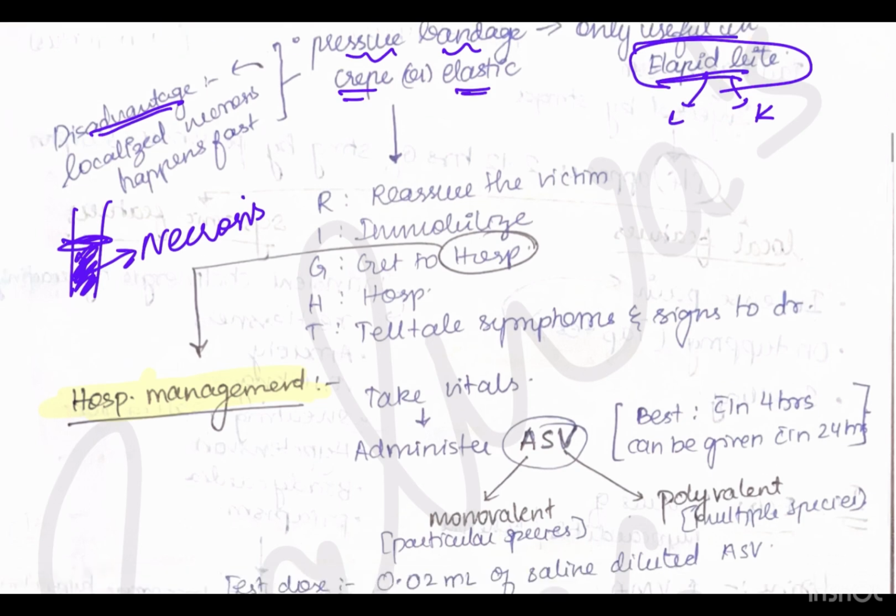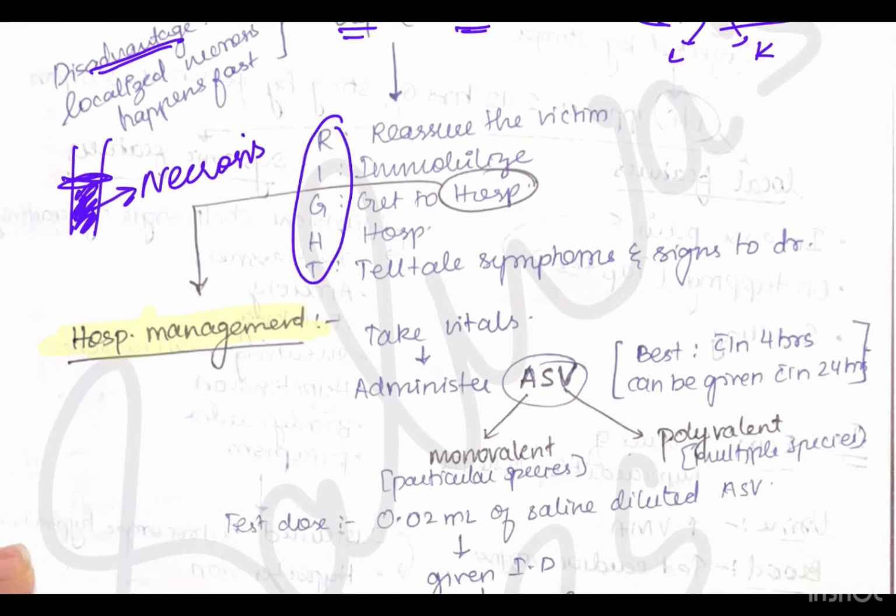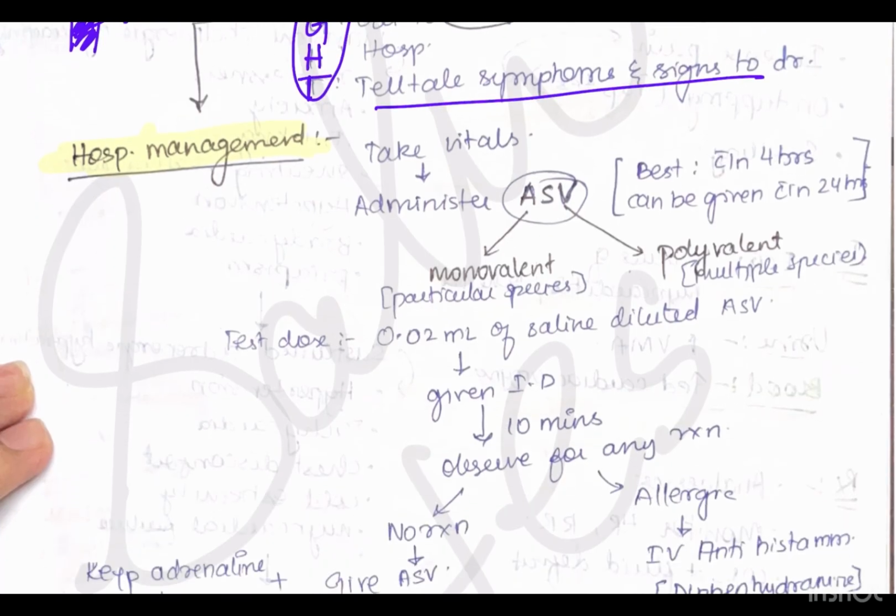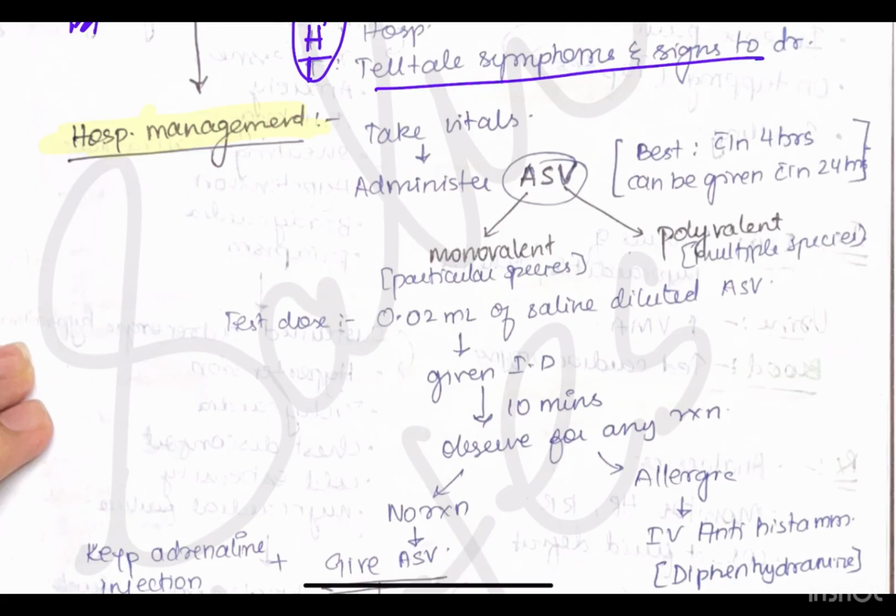Next, we have to follow the RIGHT rule. R stands for reassure the victim, I stands for immobilize, G stands for get to hospital, H stands for hospitalization, T stands for tell the symptoms and signs to the doctor. We have to explain everything to the doctor. Next, hospital management. We have to take the vitals, administer anti-snake venom.